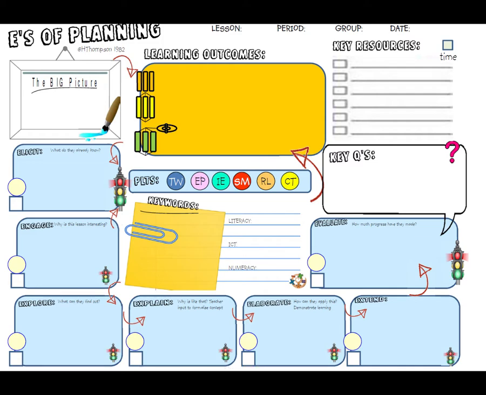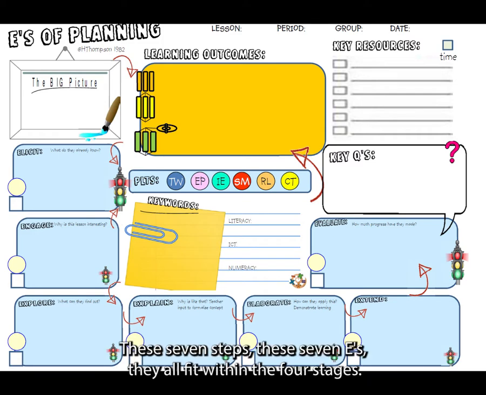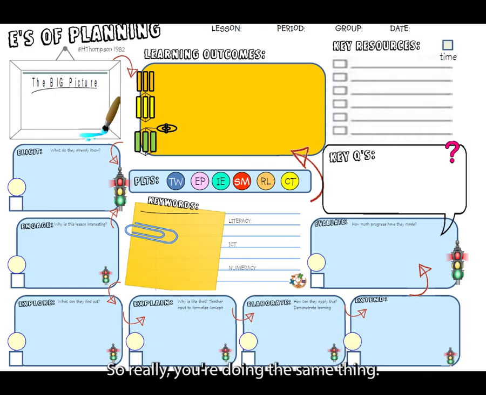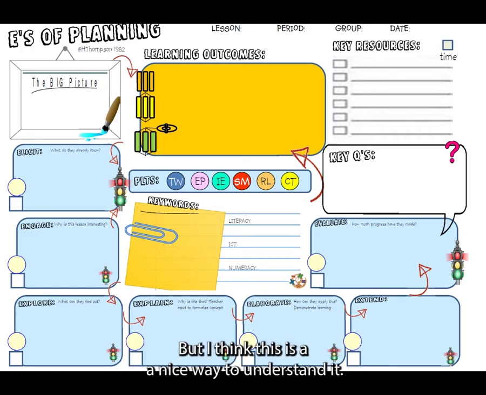Now, that's 7 steps versus the 4 stages. These 7 steps, these 7 E's, they all fit within the 4 stages. So really, you're doing the same thing, but I think this is a nice way to understand it. All right. So the first, elicit.